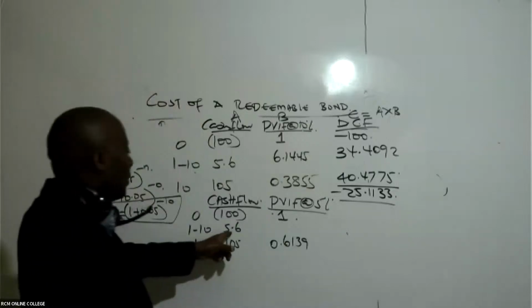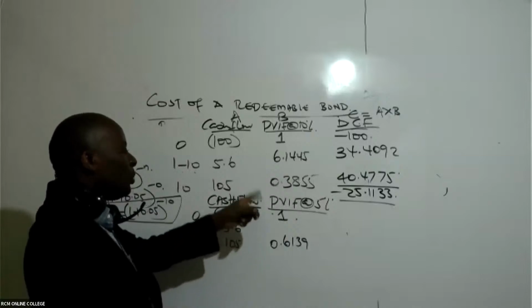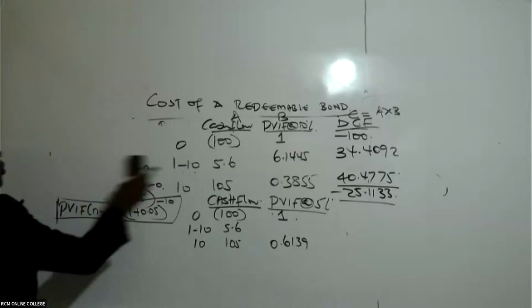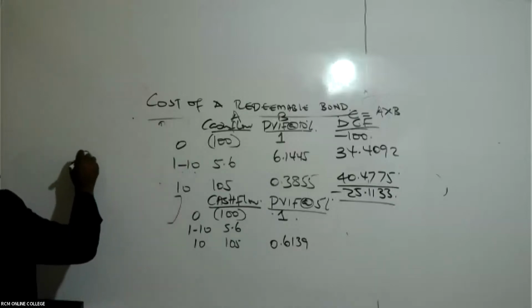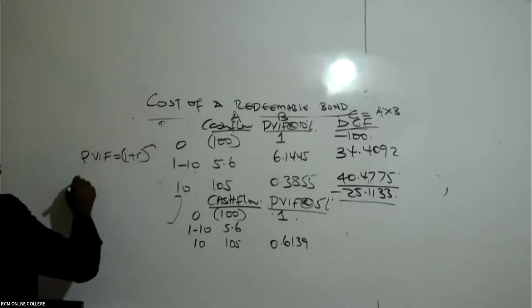Now, this 5.6, remember, is an annuity. It's a series of figures. So we shall use not PV, but PV5. Fortunately, you guys know the present value interest factor of an annuity. Once you give me the PV formula, then I'll be able to give you the PV5.